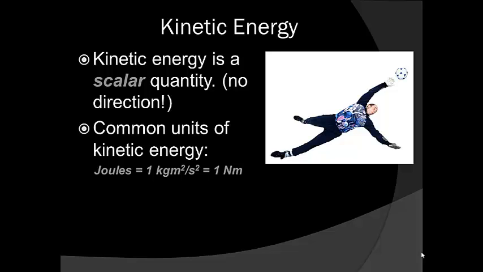Kinetic energy is a scalar quantity, so that means no directions. That also means no vectors. It's just an amount, so whatever value we get is the amount of energy it has. Units of energy are joules. Notice what it breaks down into. A joule is actually a kilogram times a meter squared per second squared, also known as a Newton meter.